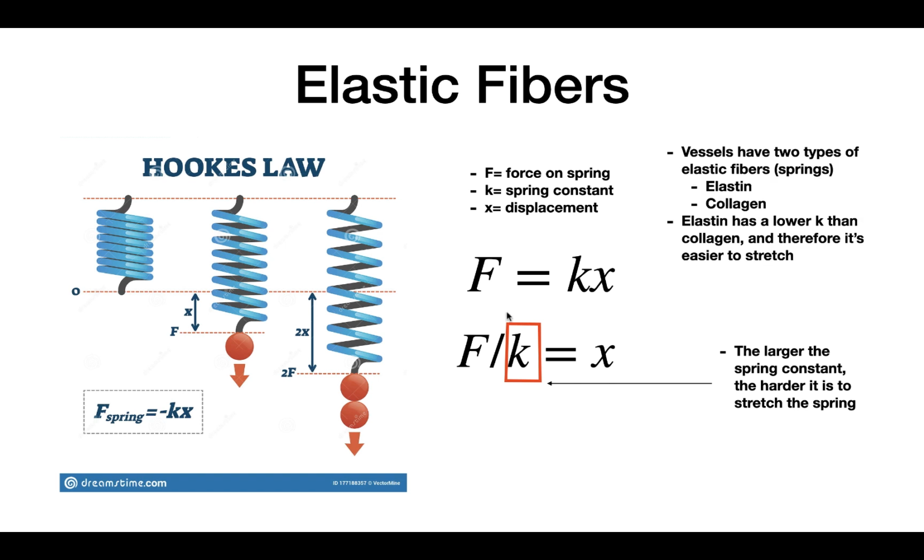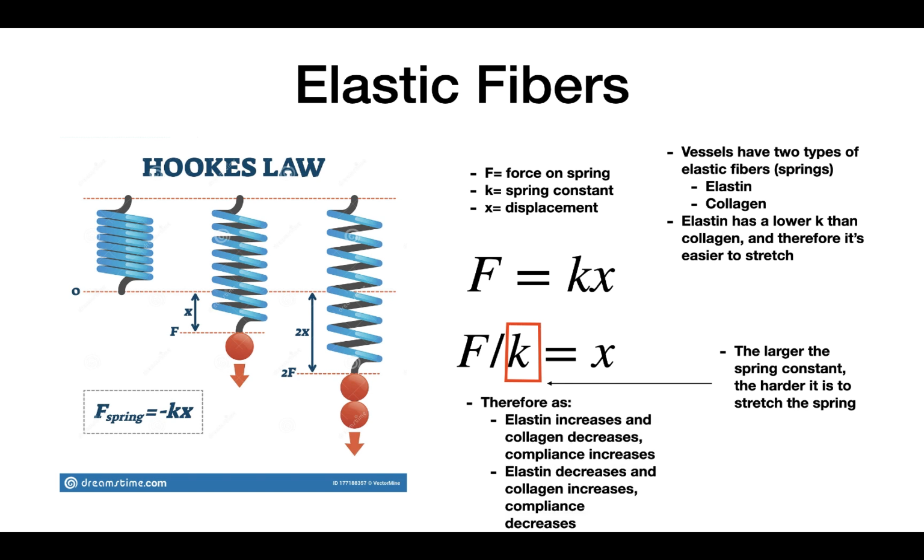Now, inside our vessels, we have two different types of elastic fibers, or two different springs. The first is elastin, and the second is collagen. Now, elastin has a lower spring constant than collagen, and because it has a lower spring constant than collagen, elastin is much easier to stretch. Therefore, as elastin increases and collagen decreases, our vessels become more compliant. And as elastin decreases and collagen increases, our vessels become less compliant.